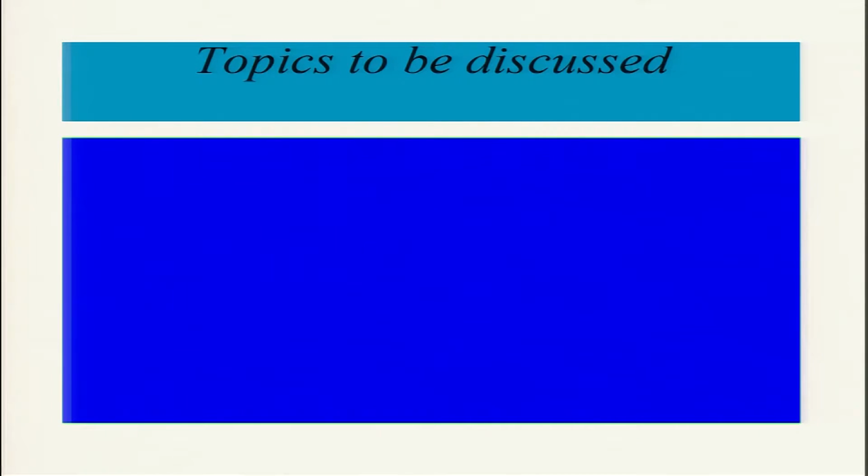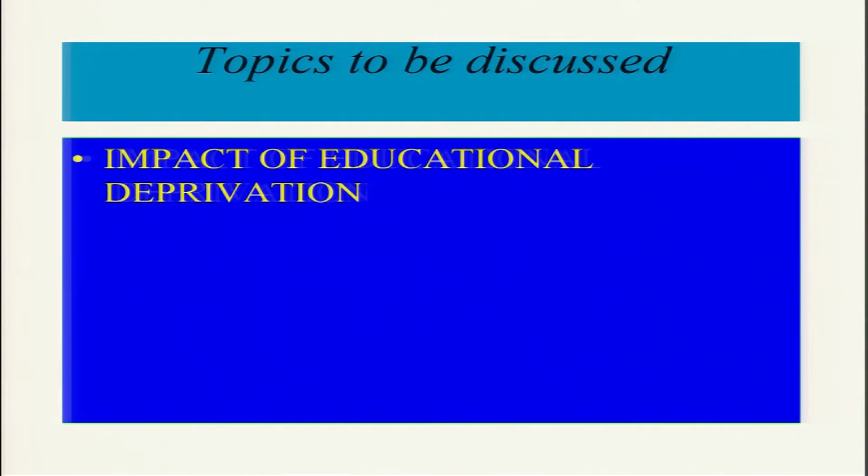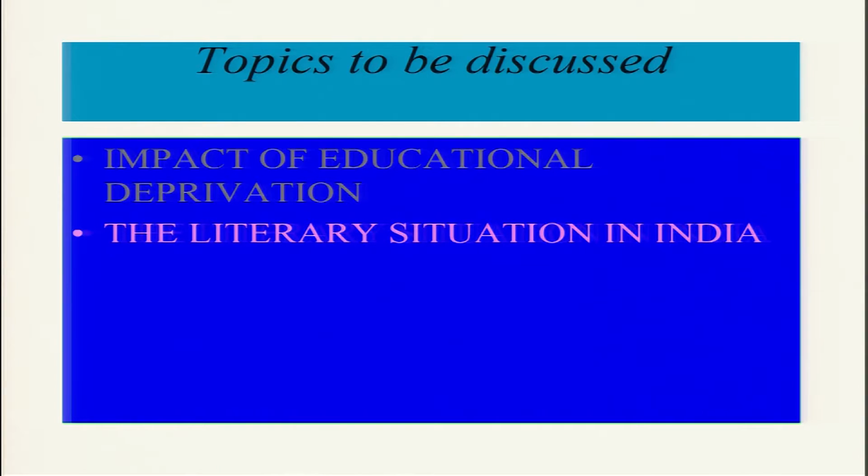Now, under this we will be touching upon the following items. Firstly, we will discuss the impact of educational deprivation. When we talk about education, we have said several times that having at least a minimum level of education for everybody is very essential. To comprehend that, we will briefly discuss the impact of educational deprivation. If someone is deprived of education, what happens? Then we will look at the literacy situation in India.